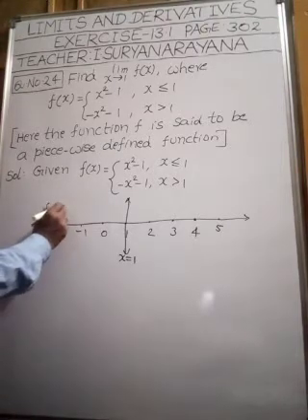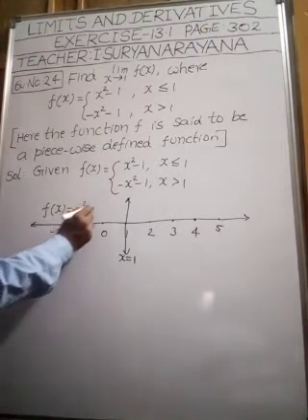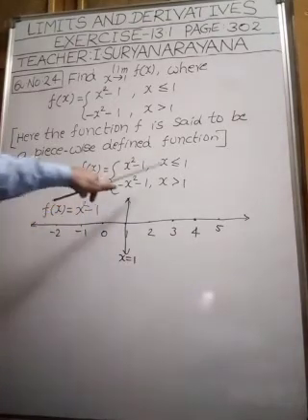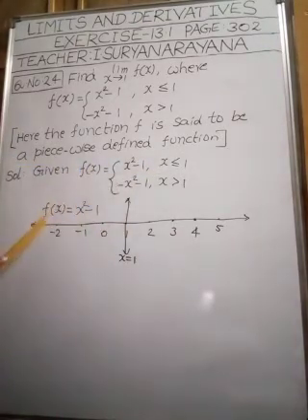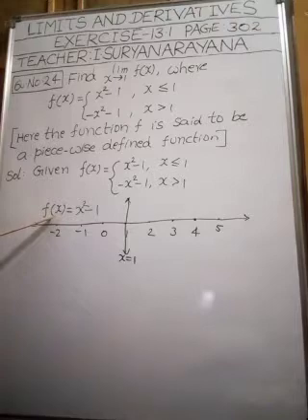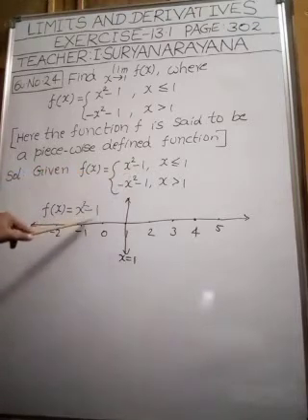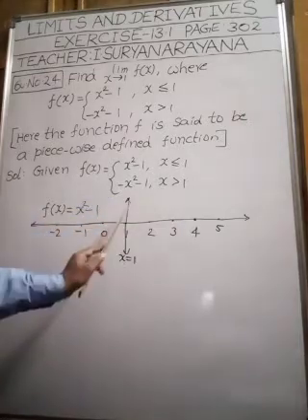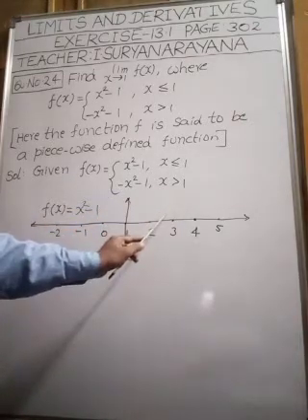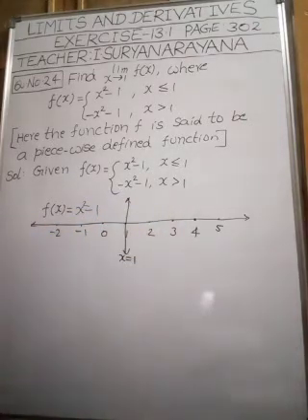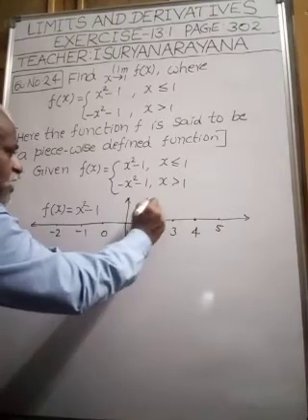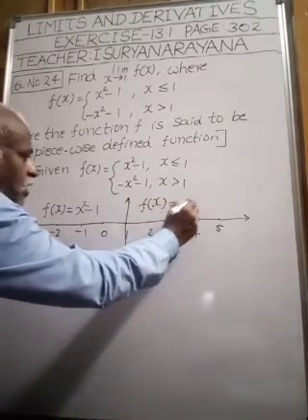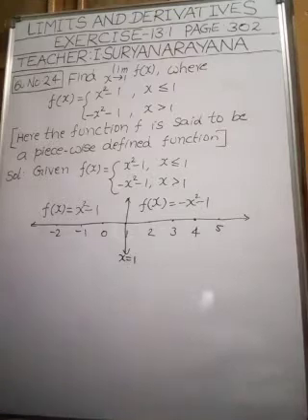So f of x is equal to... x less than or equal to 1 means the left side of 1. f of x is defined as x square minus 1. Understood this point, my children? Right. Now the right side, x greater than 1. x greater than 1 means the right side of 1. f of x is defined as minus x square minus 1. Understood this point, my children?